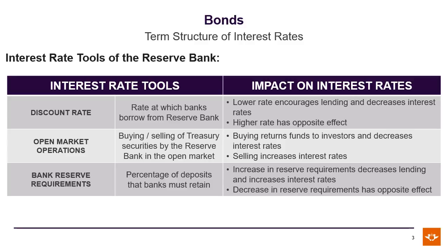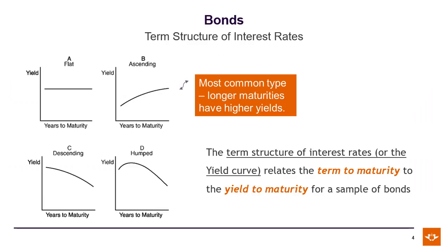The term structure of interest rates, or the yield curve, relates the term to maturity to the yield to maturity for a sample of bonds. The yield curve can take on various shapes. It can either be flat, ascending, upward sloping, descending, or downward sloping, or it can be humped. The most common type of yield curve is the ascending yield curve, where you expect longer term maturities to have a higher yield than shorter term maturities.